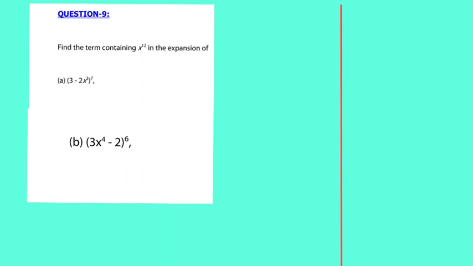Question 9a. Find the term containing x to the power of 12 in the expansion of (3 minus 2x³) raised to the power of 7. In this example, n is equal to 7. Therefore, 7 choose r, 3 to the power of 7 minus r, (minus 2x³) to the power of r. Expanding to find r, (x³) to the power of r must equal x to the power of 12, giving r is equal to 4.